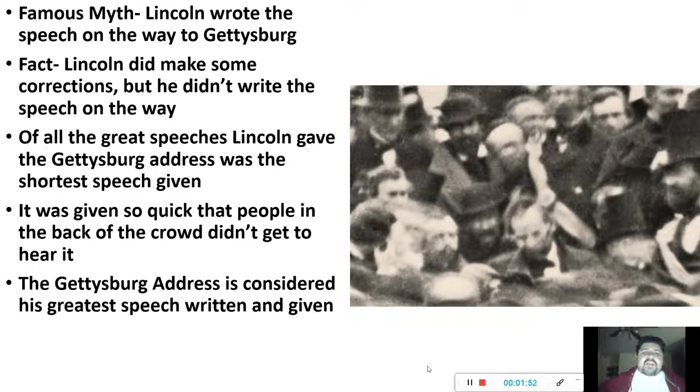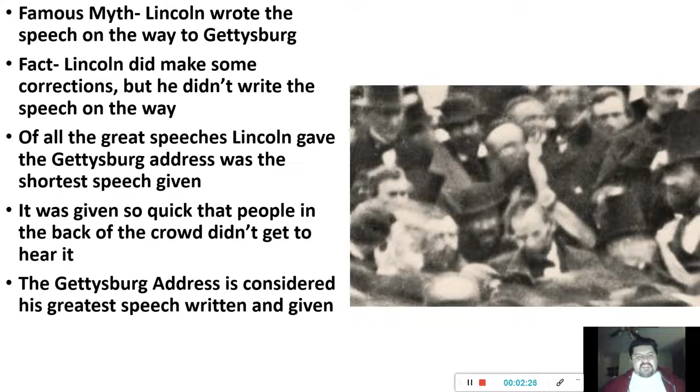So here's one of the most famous myths about Lincoln. The myth is that he wrote the entire Gettysburg Address when he left the White House to go to Gettysburg. That's not true. The fact is, Lincoln did already have the speech prepared. But what he did is he made corrections. He was rereading it and going, you know what? Let's change that to this. Let's change this part to this. Lincoln was notorious for that.